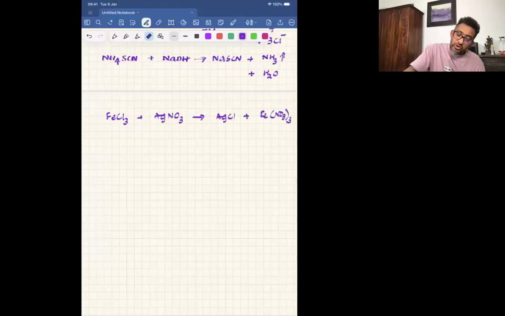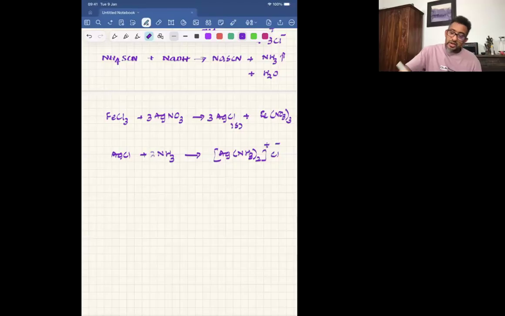So how many silver chloride do you need? 3, here 3. So this is the white precipitate. And that silver chloride, if you add dilute ammonia, it forms this complex, the silver diammine complex. So that is the one that will dissolve. Okay?